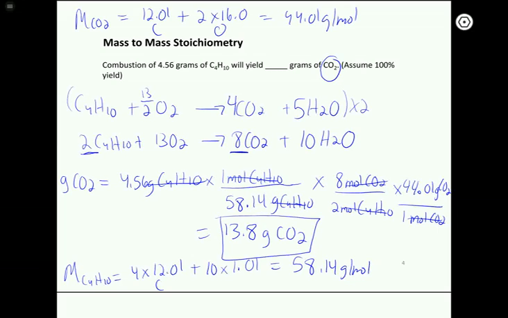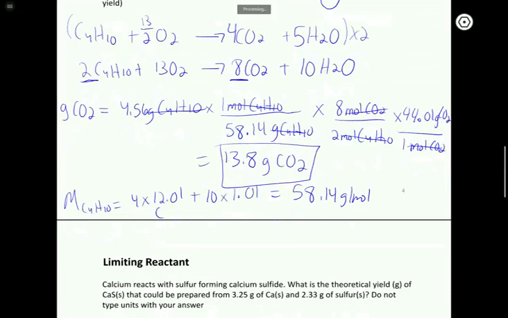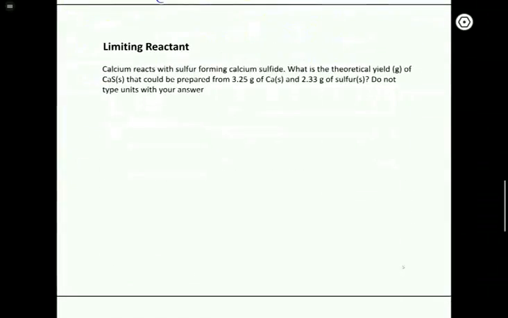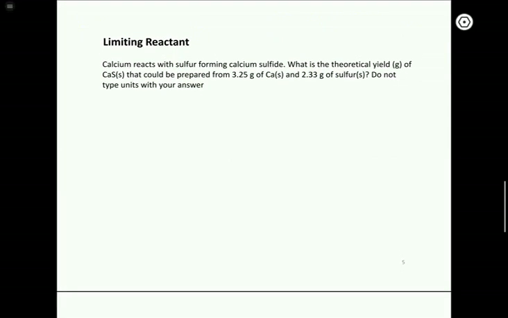Alright, so that's a typical mass-to-mass stoichiometry problem, but for this one we also needed to generate the balanced reaction, which was a combustion reaction, and we have to know how to do that as well. Then finally, the other type of stoichiometry problem that we'll often see is a limiting reactant problem. So remember, the way we identify a limiting reactant problem is that we're given amounts of two different reactants, or two or more, I guess I should say. So if we're given the mass or the moles of two different reactants, we need to figure out which one is the limiting reactant, which is going to determine how much of the product can form ultimately during the course of the reaction. Alright, so here we have calcium reacting with sulfur to form calcium sulfide.